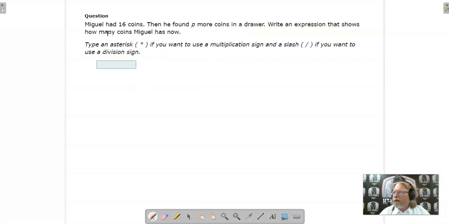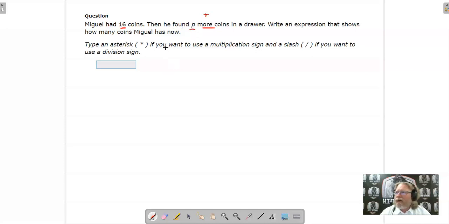All right, next one here, Miguel had 16 coins, so that's what we're starting with. He then found P more coins. More is what? Addition, right? And P is going to be a value that we need. It's a variable. It's representing a value. So the 16 and the P is what we need, and we're going to add those together.